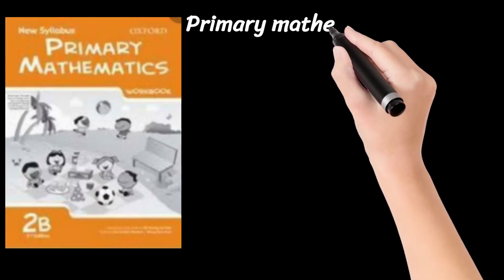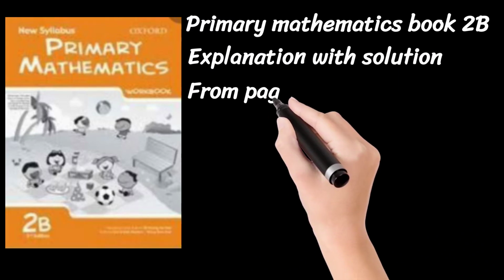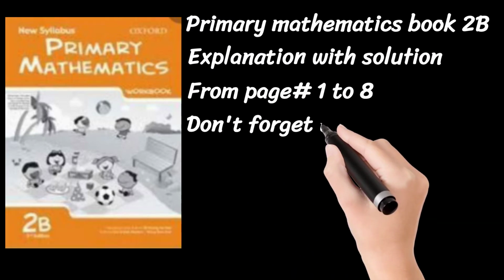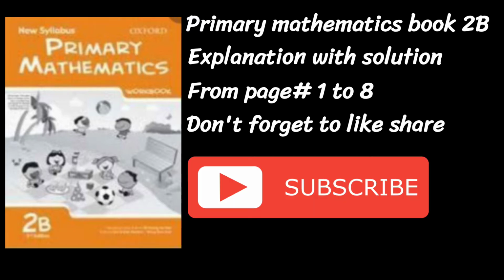Hi everyone. Today we are going to start our book 2B Primary Mathematics, chapter number 9, explanation with complete solution, from page number 1 to 8. Solve chapter number 9, more word problems, page number 1 from the book 2B.